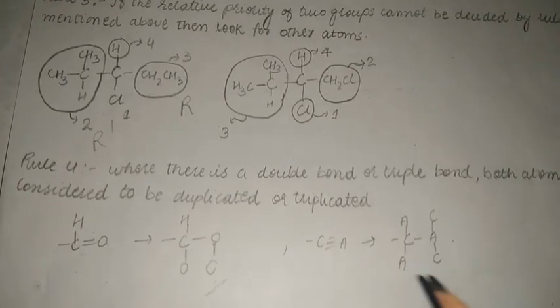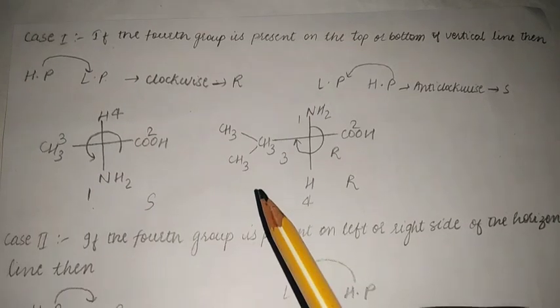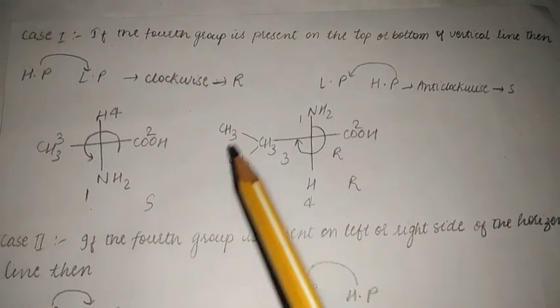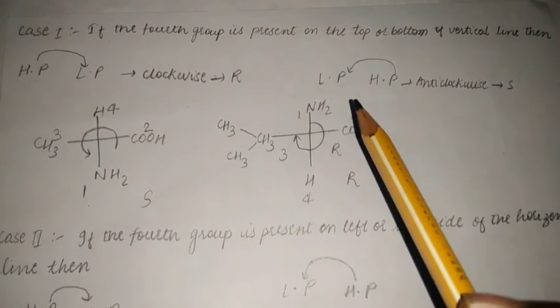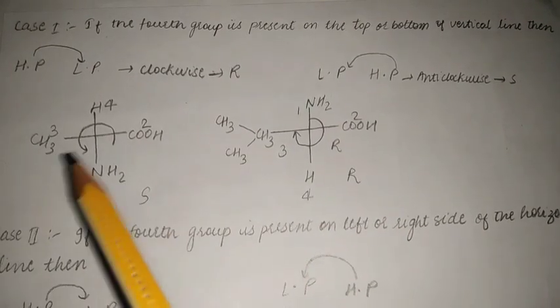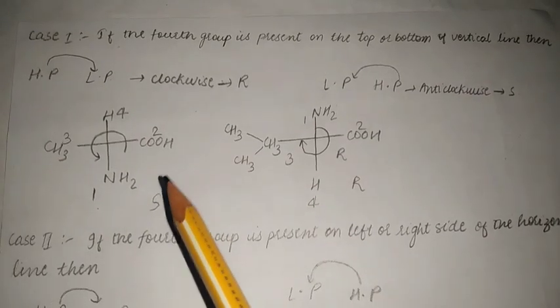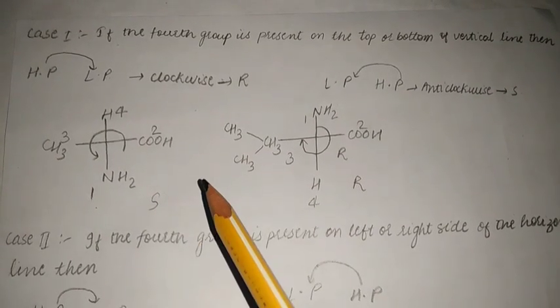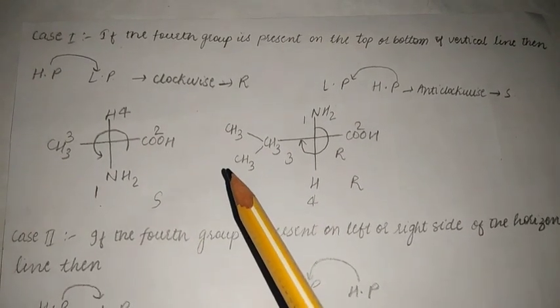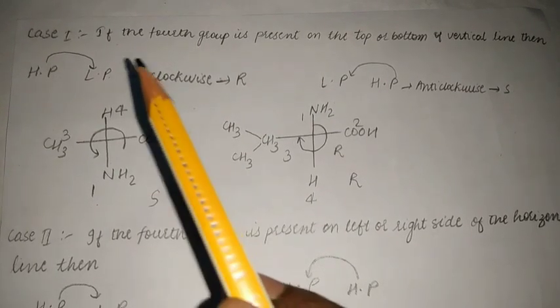And we will move further. Now let's see the two conditions which we will look at in Fischer projection. This type of projection is known as Fischer projection. So in order to determine whether it is R configuration or S configuration, we will have to study these two cases.